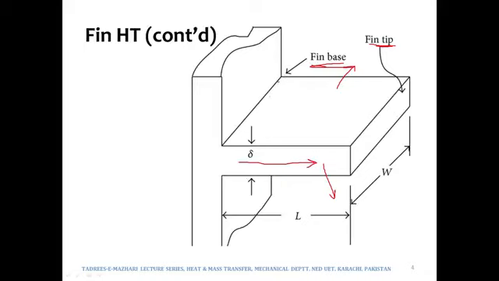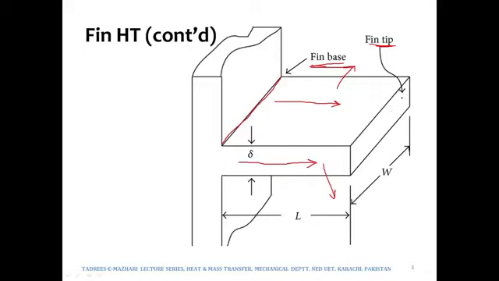The temperature would be maximum at the fin base and minimum at the fin tip. As the heat flows along the length of the fin, its temperature would continuously decline. So at all those sections the temperature of the fin will continuously decrease, and it would be minimum at the fin tip.